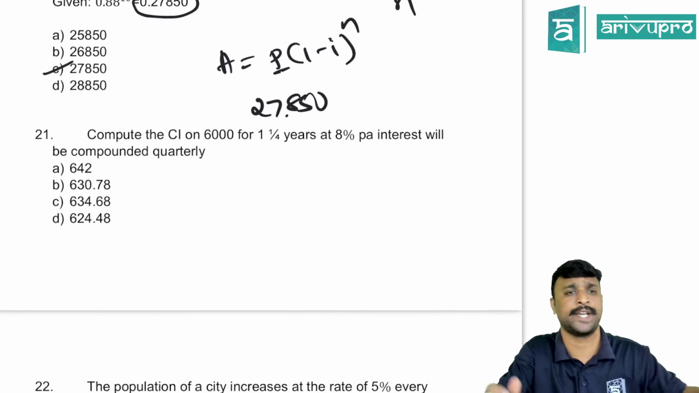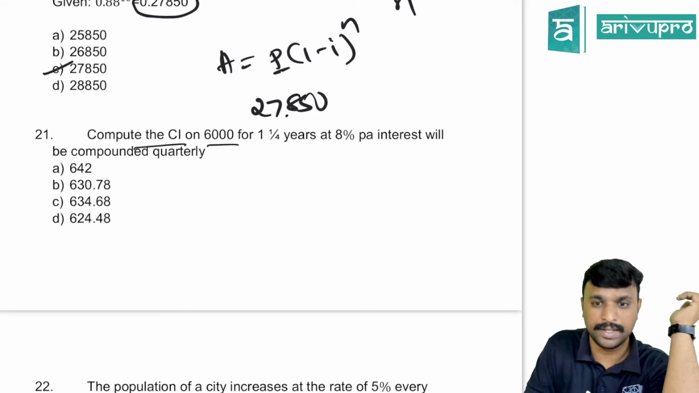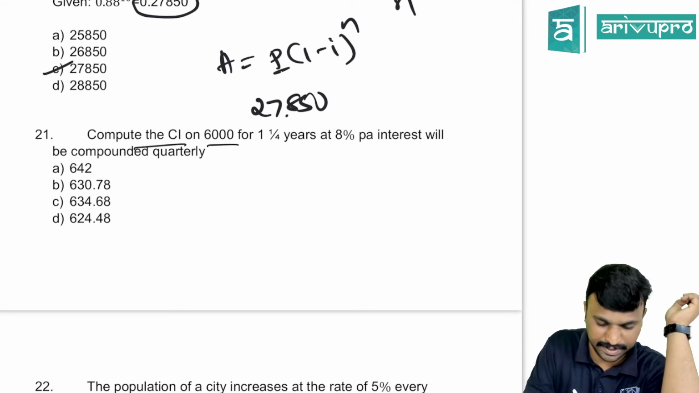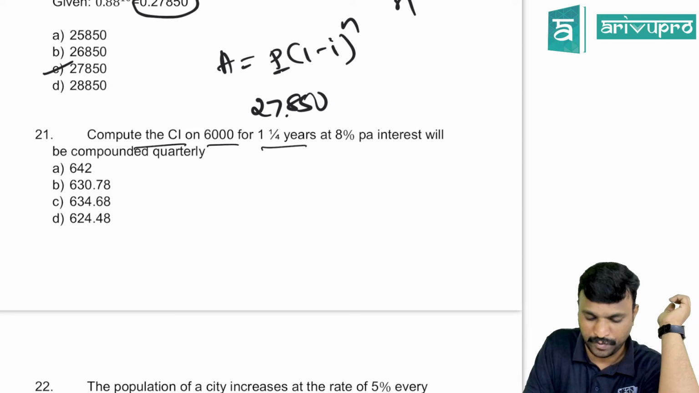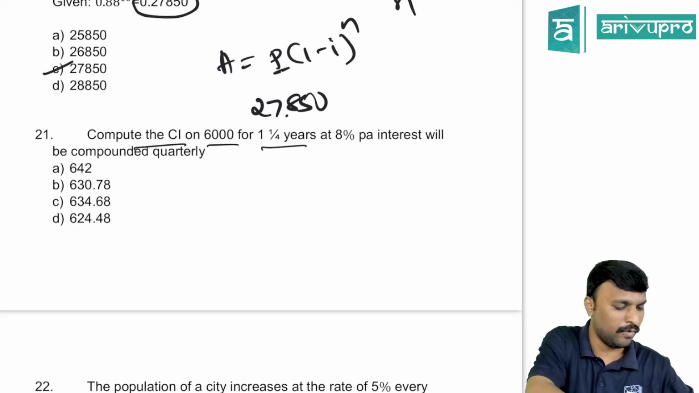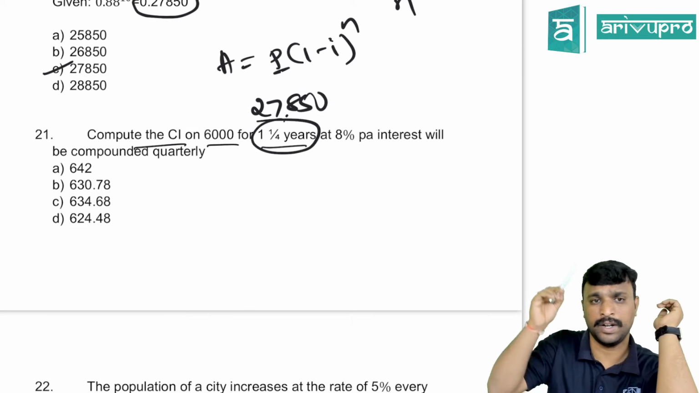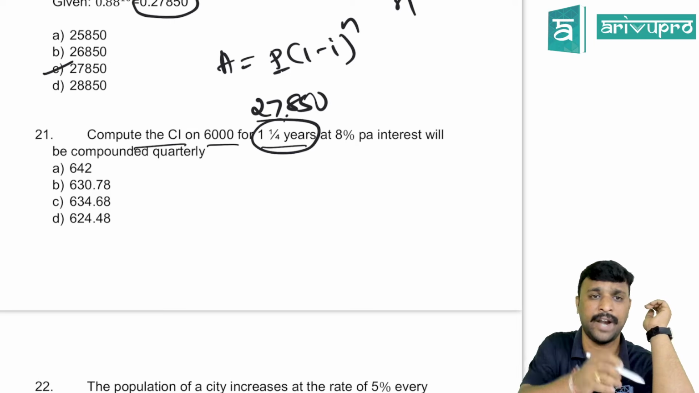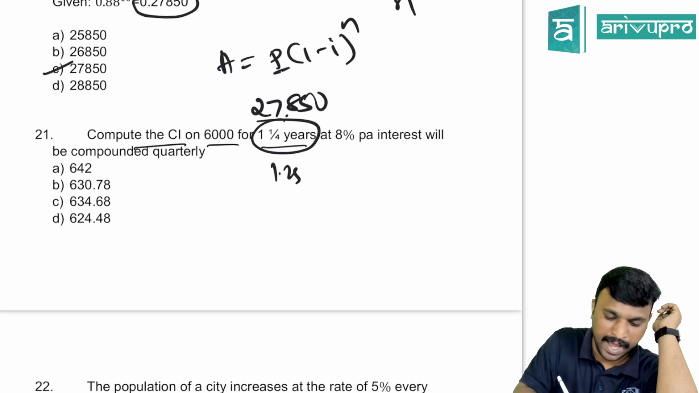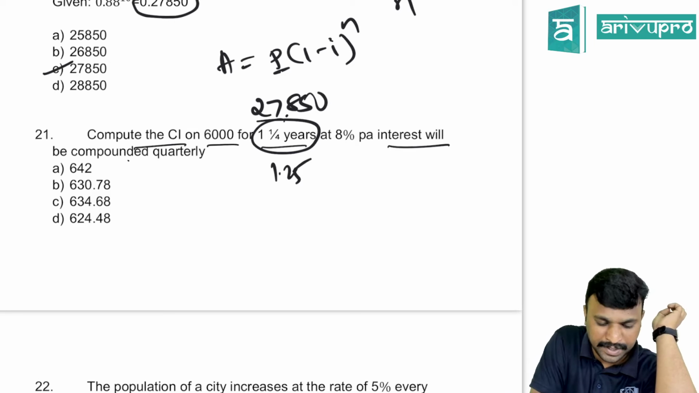And let's move on to the next one. Compute the CI on 6,000 for 1.25 years, because 1 by 4 is 1 divided by 4 plus 1. This is what you need to do for the mixed fraction 1 by 4: first of all the fraction 1 by 4, then add 1 to it. So 1.25 it is. 8% per annum with interest compounded quarterly.